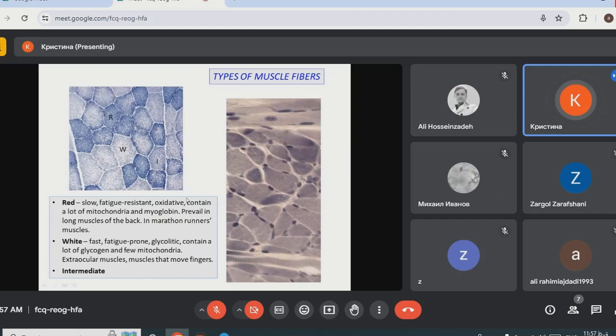They are oxidative. It means that they use a lot of oxygen to contract, and they contain a lot of mitochondria. Mitochondria use this oxygen. And also they contain a lot of myoglobin. Myoglobin is the oxygen binding protein which resembles hemoglobin inside erythrocytes, which is also oxygen binding protein. So these red muscle fibers prevail in some muscles that should contract for a very long period of time without being tired.